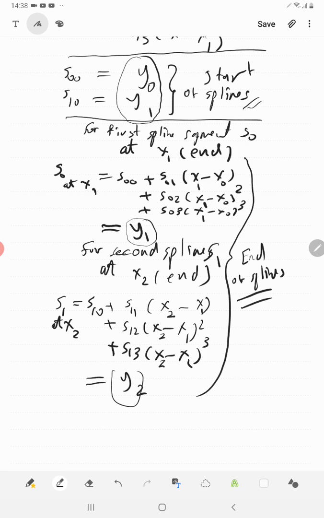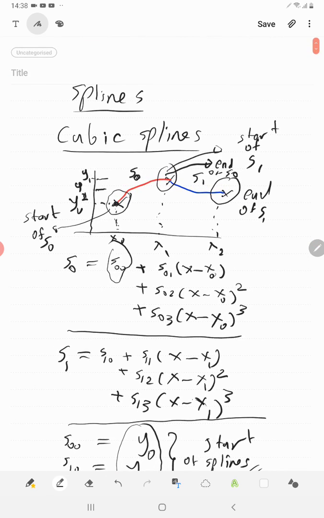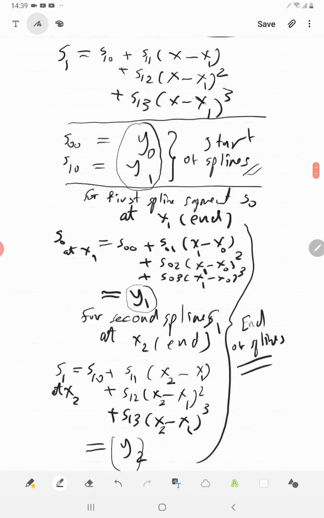What is left? Another four equations. For these other four equations, we obtain them from the first derivative and the second derivative. If we look at these two segments, S0 and S1, at x1, the midpoint intersection between S0 and S1, we have a function of S0 and a function of S1, and they are equal. That's where we use the endpoints. They are equal here.